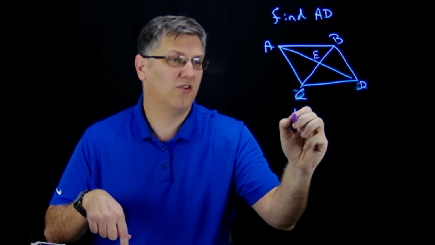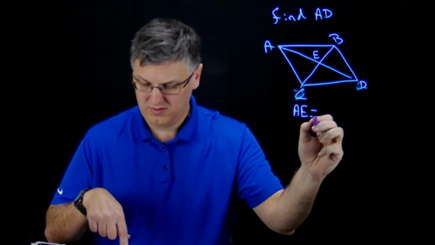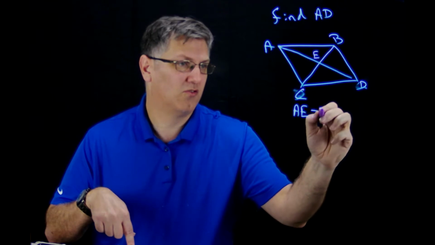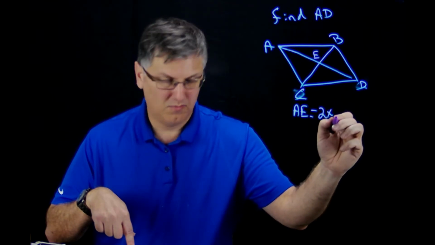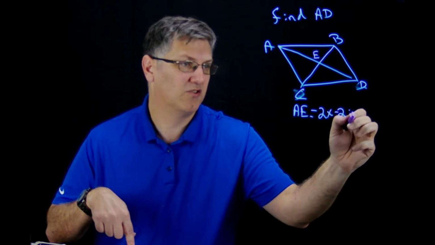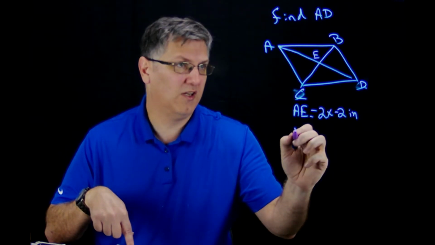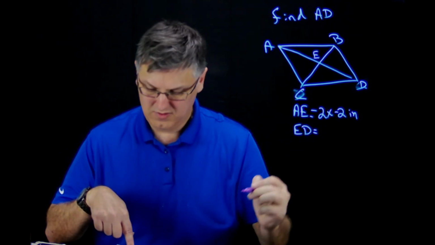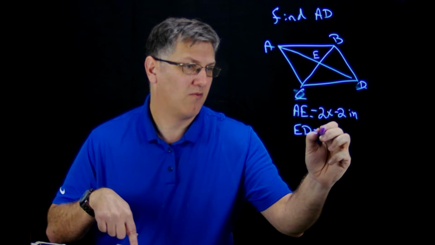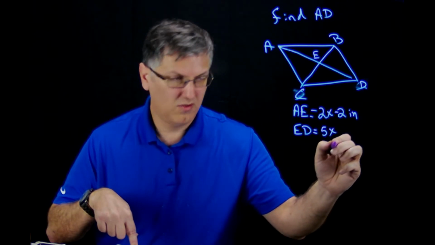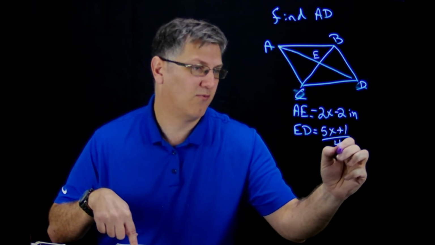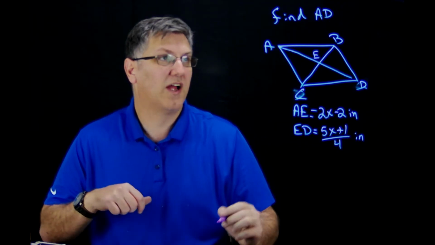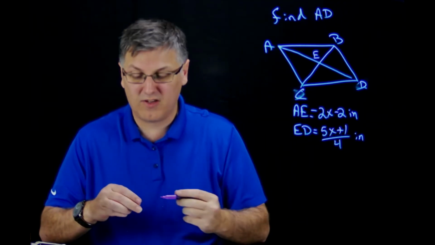So I actually tell you that AE is 2x minus 2 inches, and I tell you ED is (5x plus 1) divided by 4 inches. And I actually ask you to find AD, the entire length.